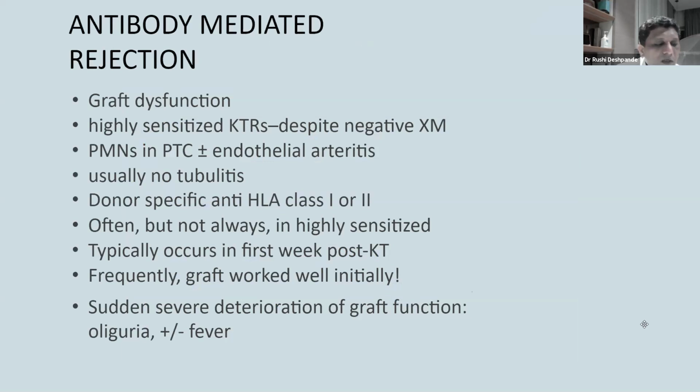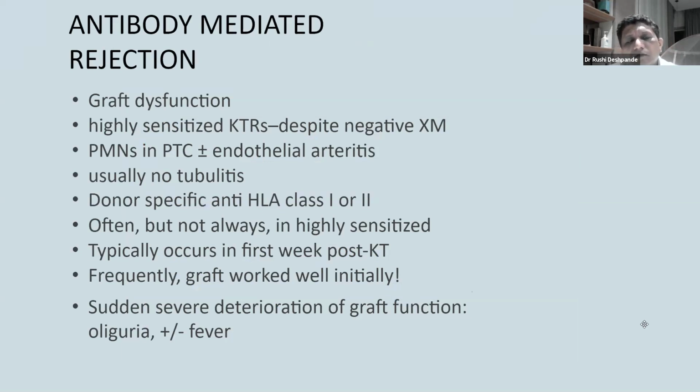The next kind of rejection we talk about is antibody-mediated rejection, which causes graft dysfunction. It is seen commonly in the early phase. Graft dysfunction because of antibody-mediated rejection is because of preformed antibodies, which means antibodies that were present even before the transplant. Even though your cross-match was negative, the antibodies were there. They were just in low dose, so you could not pick them up.